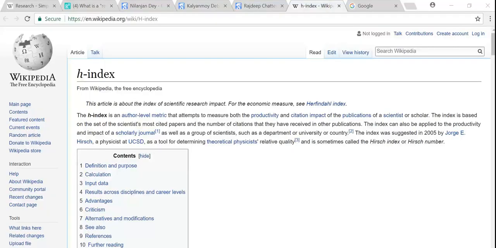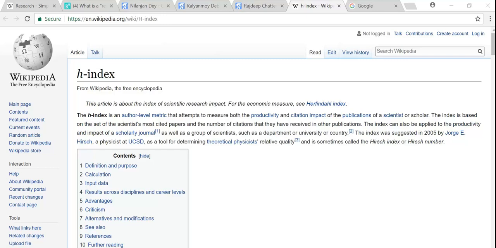So we have already discussed what is research in a very brief introduction, and then what is research gap and why it is important. Now if someone says that he or she is a great researcher, how can you verify that? How can you measure that he or she is a great researcher? There is a concept called H-Index. H-Index is an author-level metric that attempts to measure both the productivity and citation impact of the publications of a scientist or scholar.